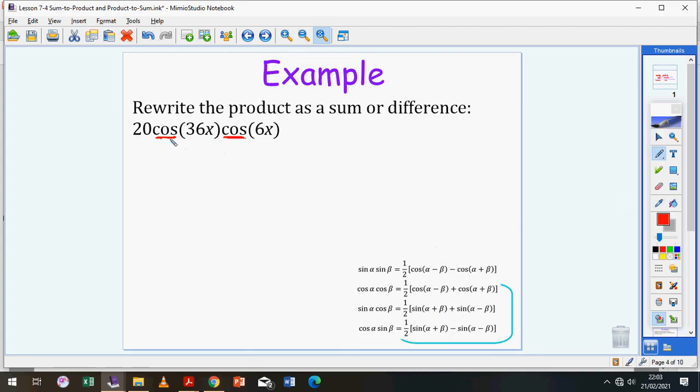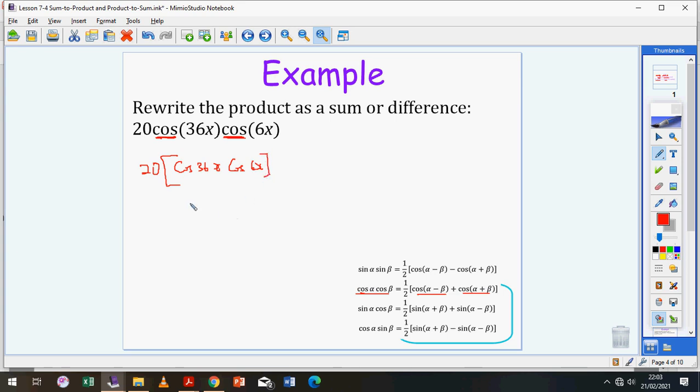So cosine and cosine, a product of two cosines is over here, and that's expressed as half, open brackets, cosine difference of the angles plus cosine sum of the angles. So that's what I'm going to do. I'm going to put the 20 on the outside, I mean, not ignore it, but I'll deal with it later. So on the inside, I have cosine 36x times cosine 6x.